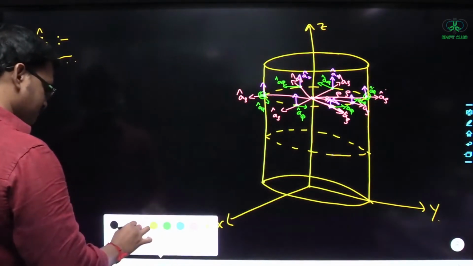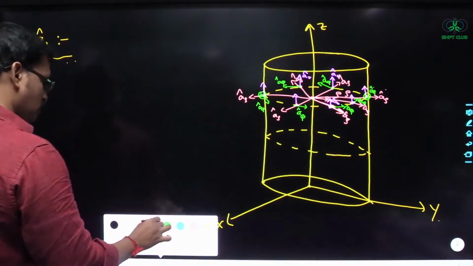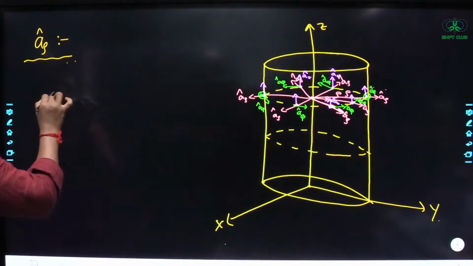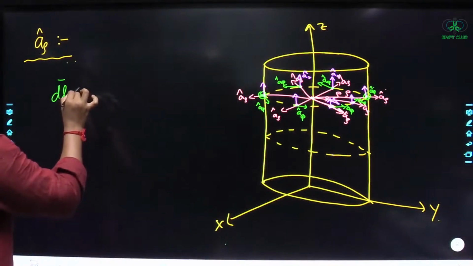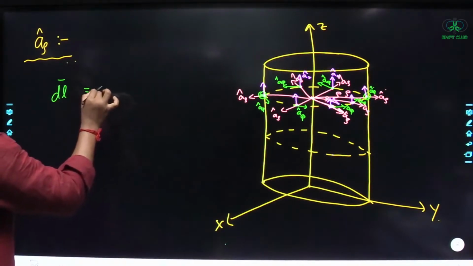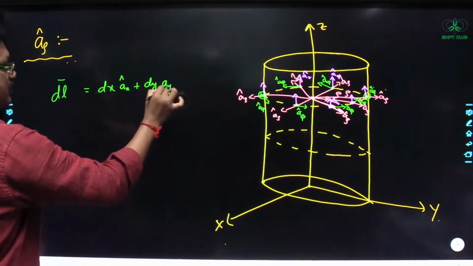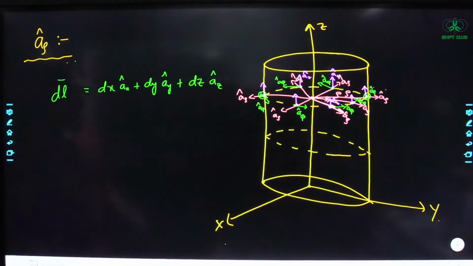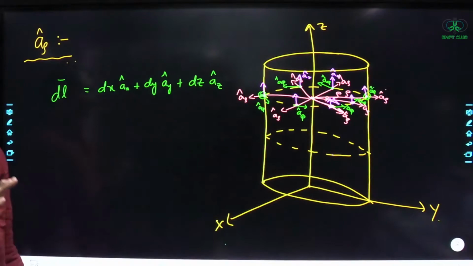Now see here, I will tell you two methods, and you can follow either of them. In the first method, I am representing the small differential length dl bar in terms of rectangular coordinates. That is, dl bar is equal to dx a_x cap plus dy a_y cap plus dz a_z cap, in the rectangular coordinate system.